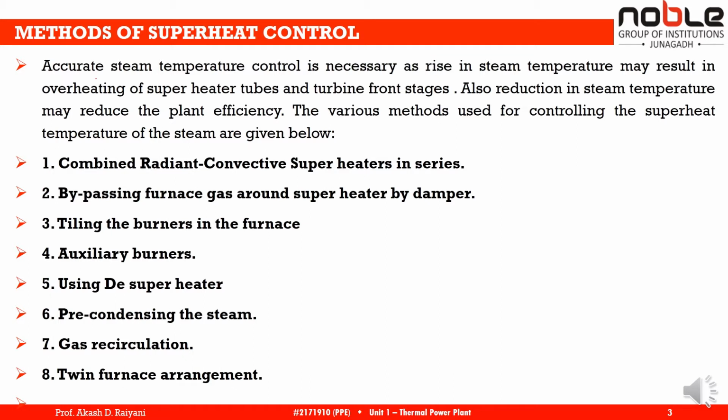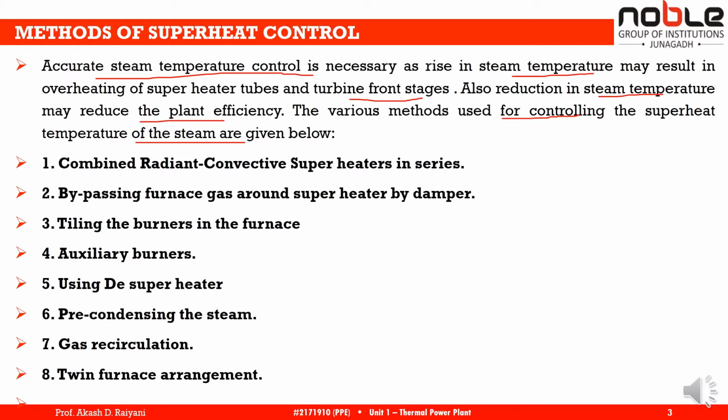Accurate steam temperature control is necessary, as a rise in the steam temperature may result in the overheating of superheater tubes and turbine front stages. Also, a reduction in the steam temperature may reduce the plant efficiency. So, the various methods used for controlling the superheat temperature of the steam are given below.